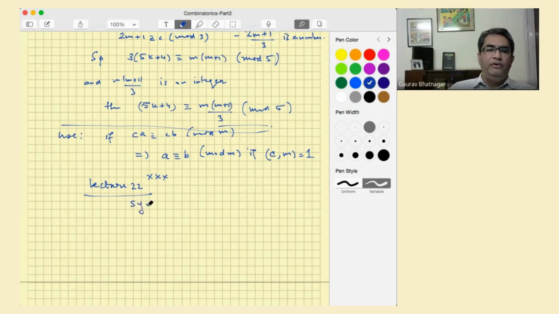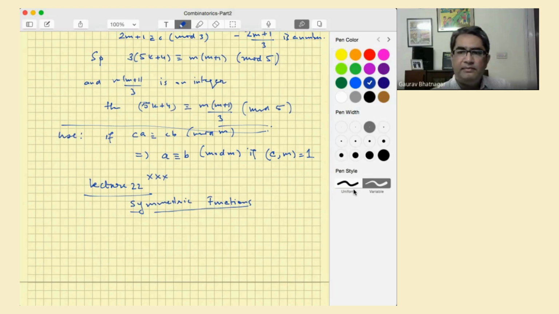So what I want to do is start with symmetric functions. Now, I mean, there is more stuff than partitions that one can do, but it's getting into similar types of theorems to whatever we already did.